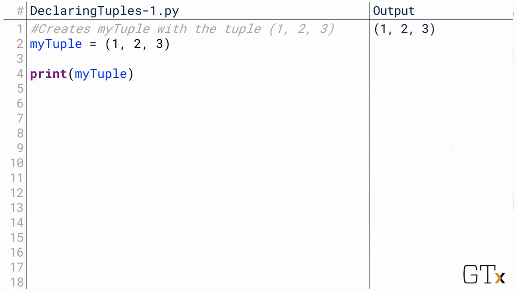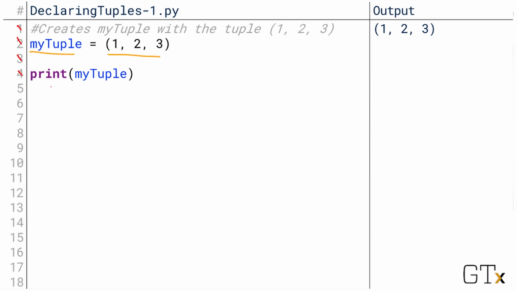To declare a tuple, we set a variable equal to a comma-separated series of values or variables. So here on line 2, we create a tuple called myTuple and assign it 3 values, 1, 2, and 3. Its first value is 1, and remember Python is 0 indexed, so it identifies that first value as the 1 at location 0. 2 is the first value, and 3 is the second value.